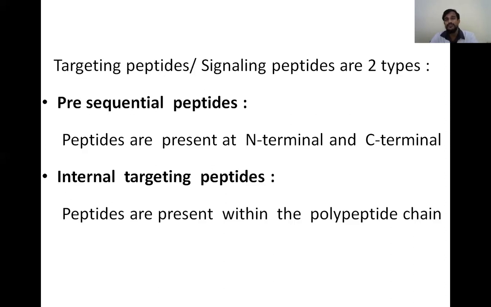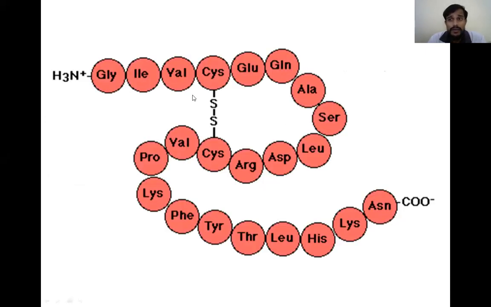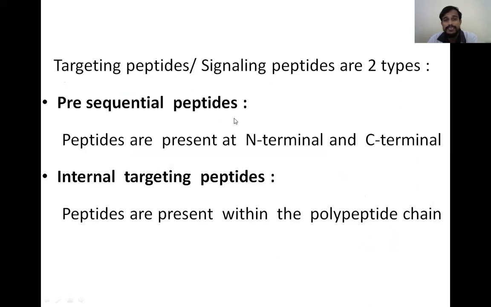So there is not much confusion. The signaling peptides or targeting peptides are the same: a small polypeptide chain which consists of limited amino acids is known as a peptide. This peptide is present in the protein itself, in the polypeptide chain of the protein. But there are two types depending upon their location, that's all. So if this polypeptide chain has an N-terminal and C-terminal, and the signaling peptide is present in the N-terminal or C-terminal, then it is known as a pre-sequential peptide.